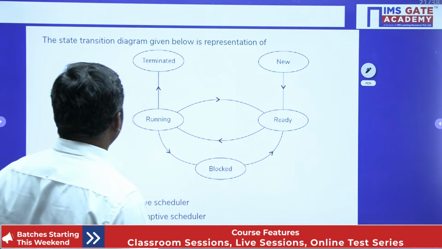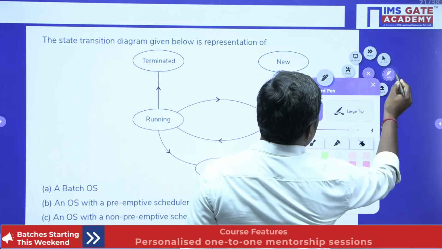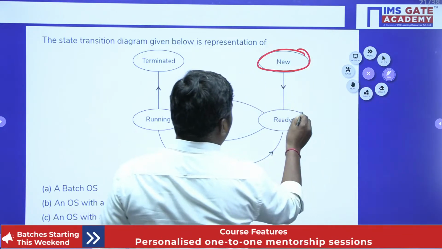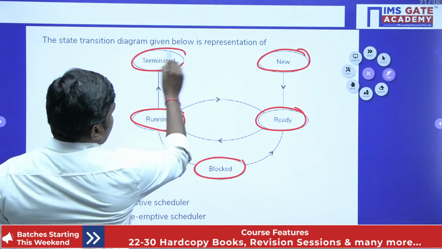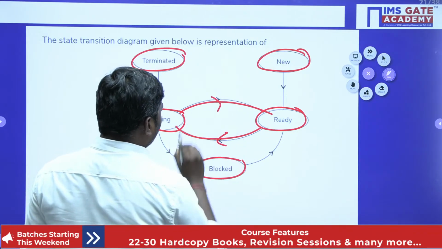I hope it is visible. Here is a new state, ready state, blocked state, running state, and termination. Preemption also is there, scheduling preemption also there.